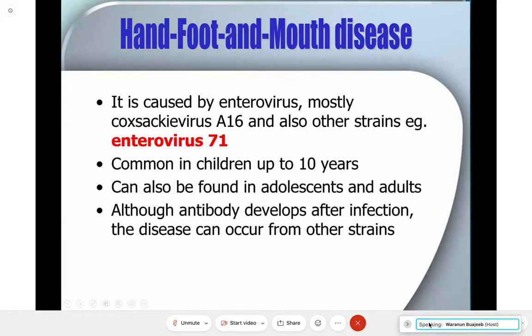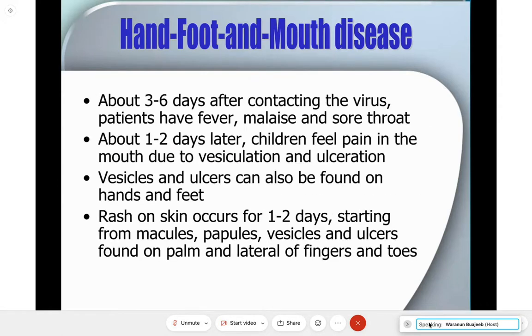This is very similar to herpangina because other strains can also cause hand, foot, and mouth. So you can see that children can have hand, foot, and mouth disease, or hand, foot, and mouth and herpangina, occur many times during their childhood. This is to try to give more information again.